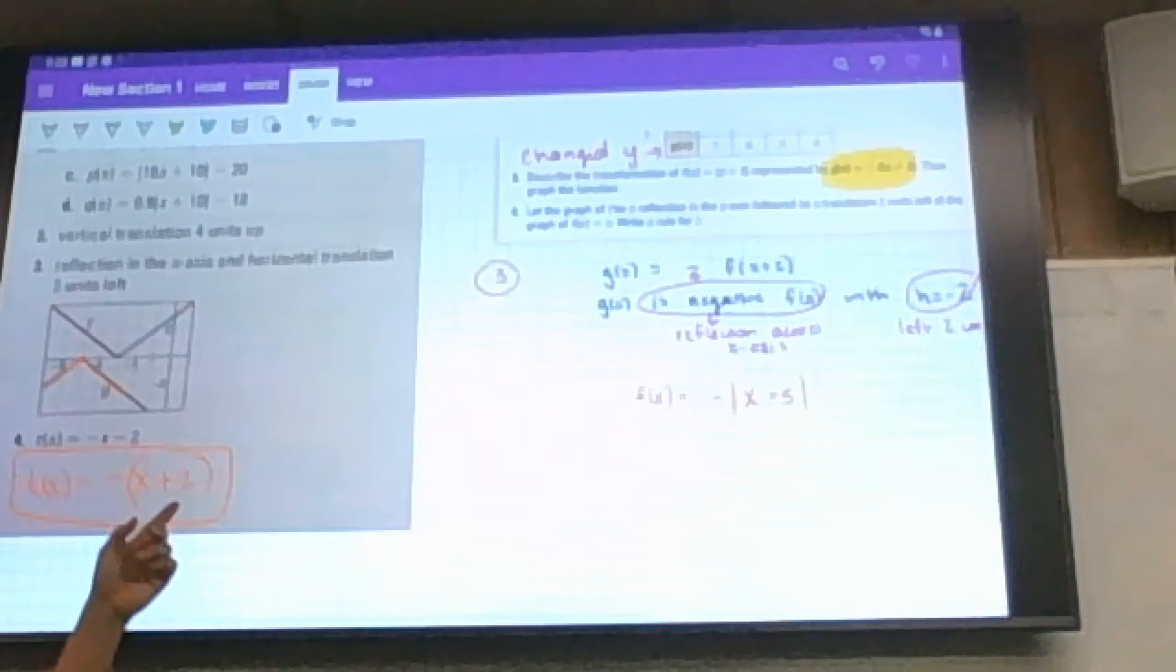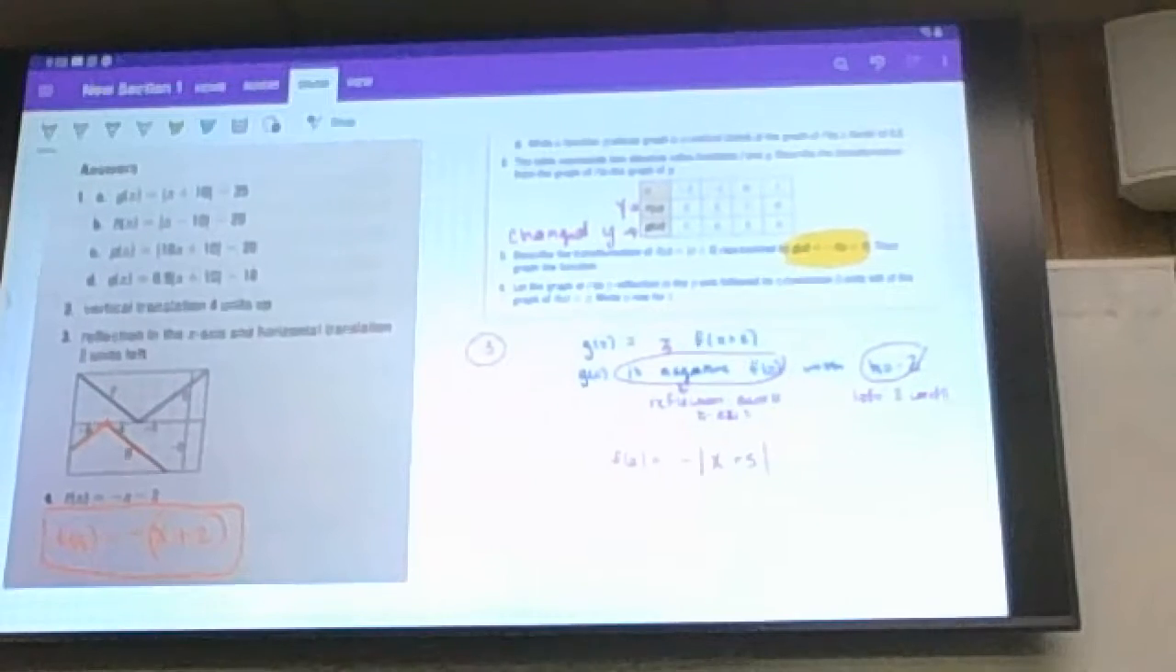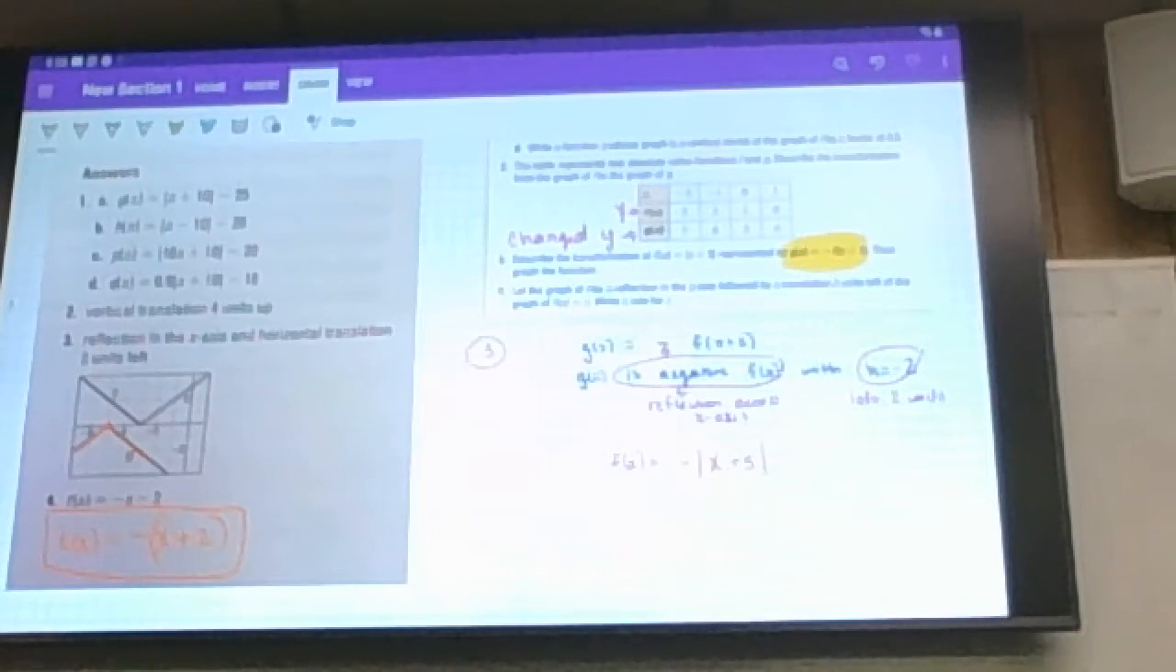Did anybody write plus 2 in their equation? Okay, good. So either way. Any questions not on 2, 3, or 4? So yeah, 2 is just up 4 because the y's are changing by 4 every time.